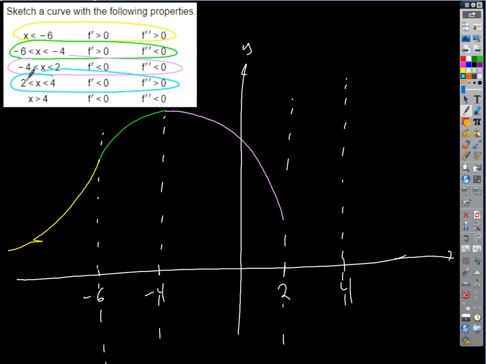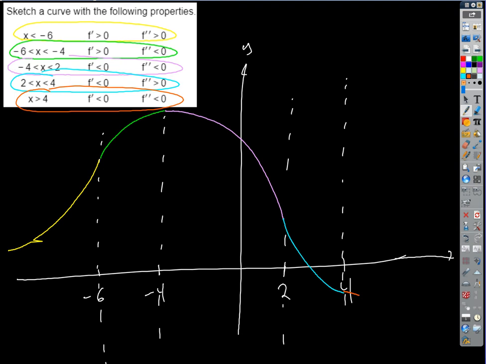And then this guy we said was concave up, decreasing, and then finally, when x is greater than 4, what's true? Concave down, negative slope, so it's got to go like that, right? Make sense?